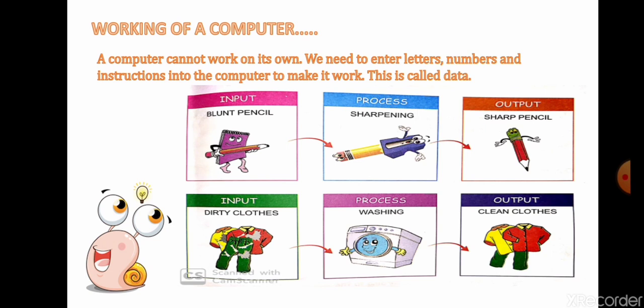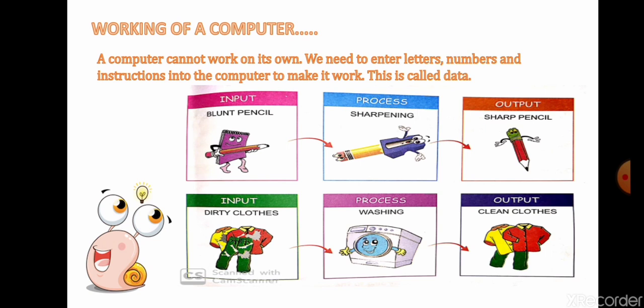Let us take an example of pencil. You all have a pencil, right? Now, if the pencil is blunt, what will you do with it? Will you continue? No. You will sharpen it. So the blunt pencil is an input, sharpening is processing, and what happens after sharpening it? We get a sharpened pencil. The pencil that comes out sharpened is output.